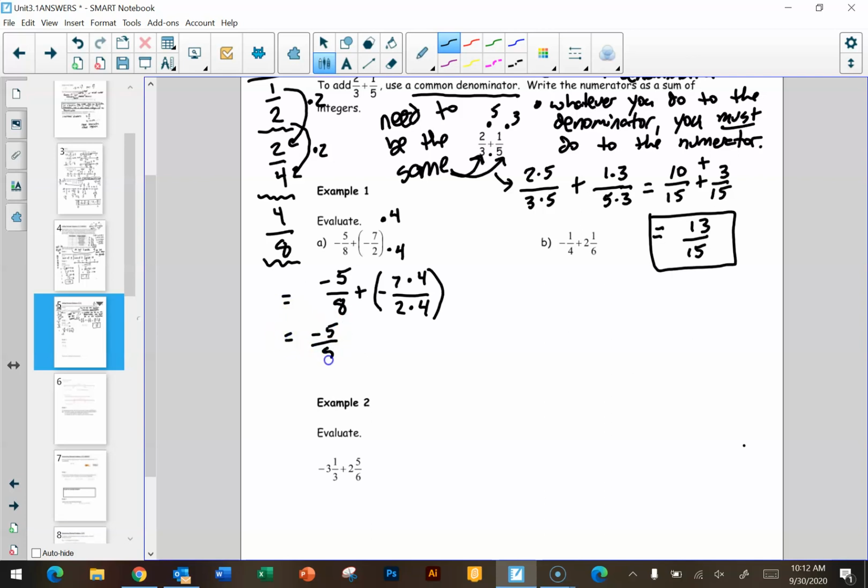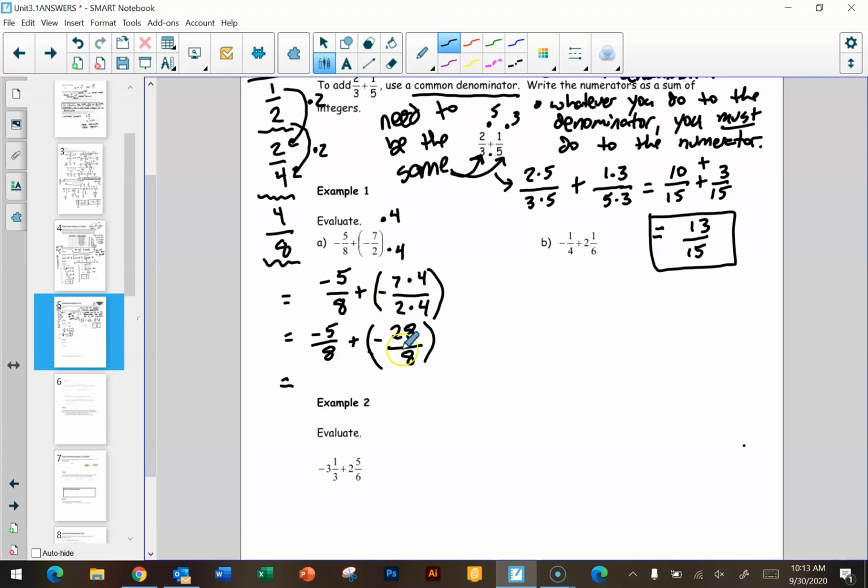Negative 5 over 8 plus, okay, now we've got, let's just put the negative in there again, just to keep us going in that same sort of format that we've got here. 7 times 4 is 28. 2 times 4 is 8. Okay? Now, some people will look at this and go, oh, I can simplify that fraction. I can make that 14 over 4, and then I can simplify it again, and I can make it 7 over 2. Well, you would just be undoing all the work that we just did.